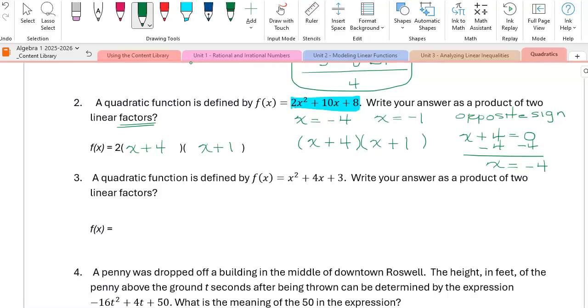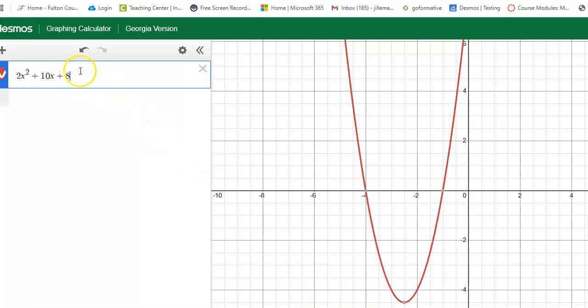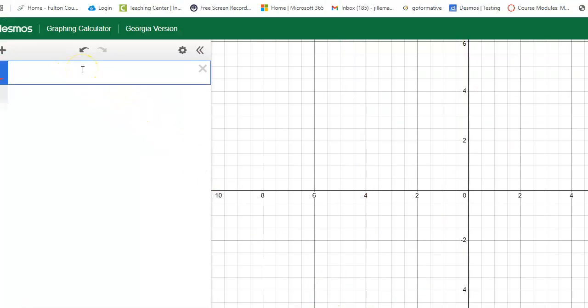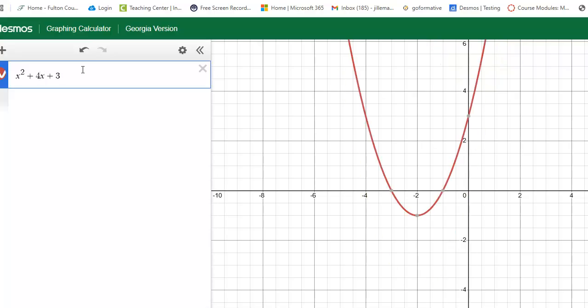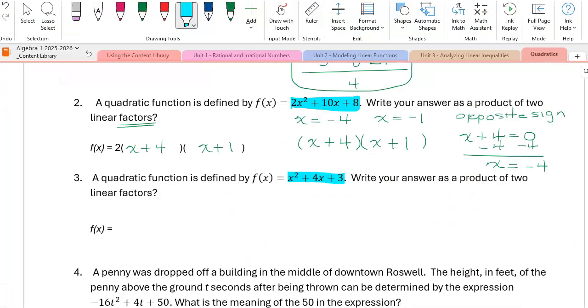Now let's see if you really learned this. Let's take our equation in number 3, put it into Desmos. Here we go. Let me clear all this out. So x squared plus 4x plus 3. Let's click on our x-intercepts, and we have -3 and -1. Okay, let's go back.